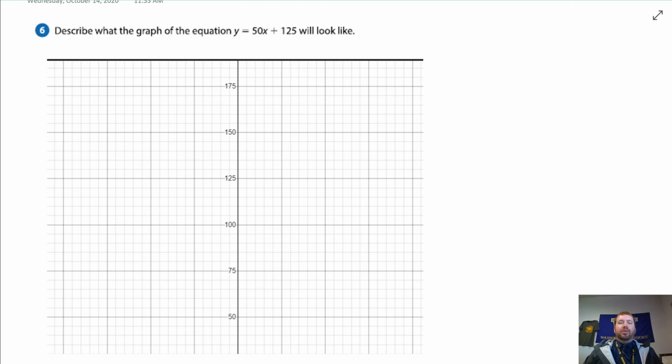I wanted to talk a bit more about some of the pre-algebra concepts that were covered today in Lesson 9, Session 3. This comes from problem number 6 of Lesson 9, Session 3. And what we're asked to do is graph this equation.